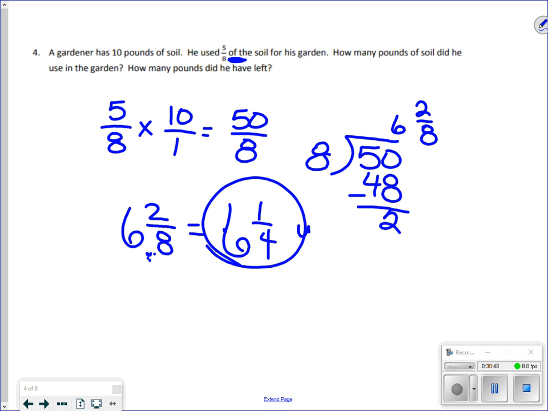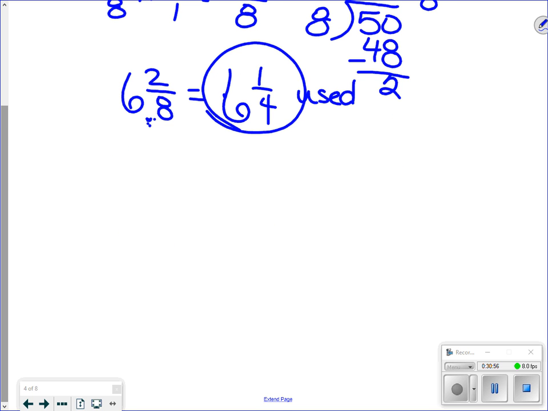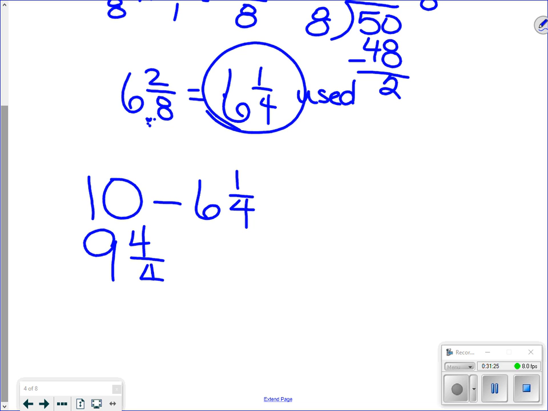So this is what he used. They want to know, what did he have left? So he started with 10. He used 6 1/4. I cannot have 10 whole pizzas and eat a fourth of a pizza when I haven't sliced a pizza. I have to take one of my pizzas and slice it up.